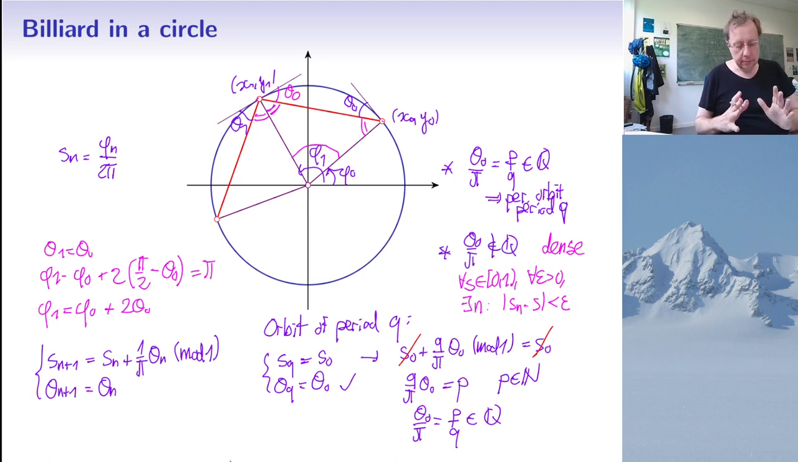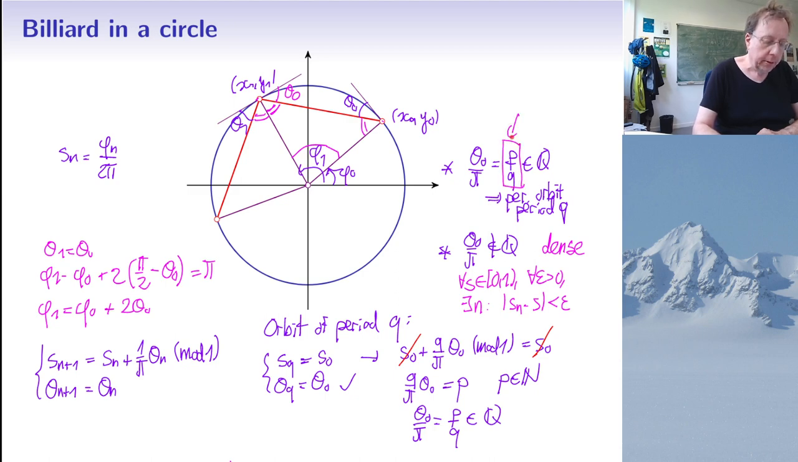Okay, but in what follows, we only need to worry about periodic orbits. So this dense orbit was just an additional piece of information, but I'm not going to use it afterward. So one thing that is important about this p over q here, we will call this the rotation number.